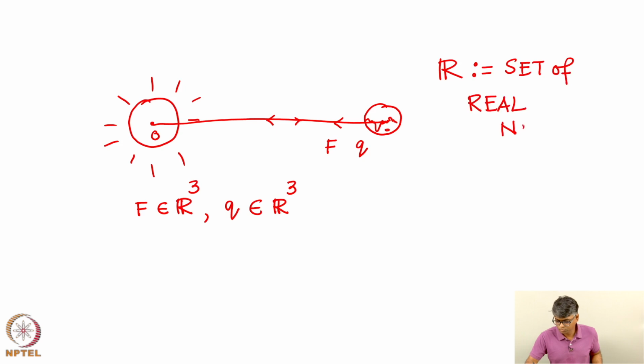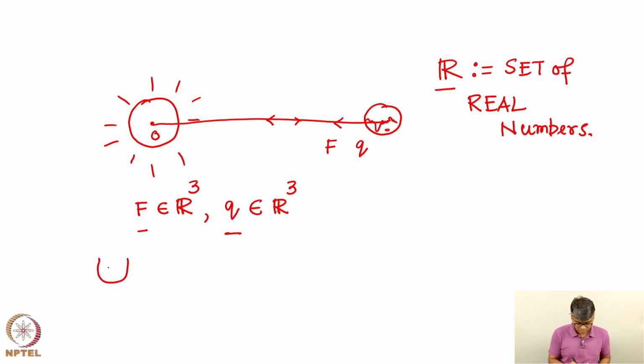I hope you know the meaning of real numbers, right? If not, then please look up a basic maths book, and the symbol for that is R. Okay, so I have these two variables F and Q, and both of them are coming from R3. So now it's anybody's guess that the universum in this case must be nothing but the so-called Cartesian product of R3 with itself.